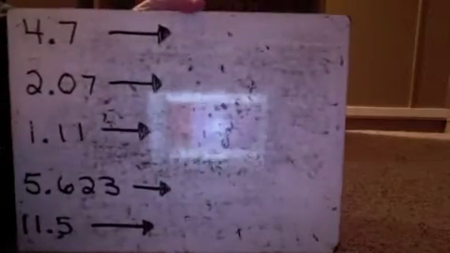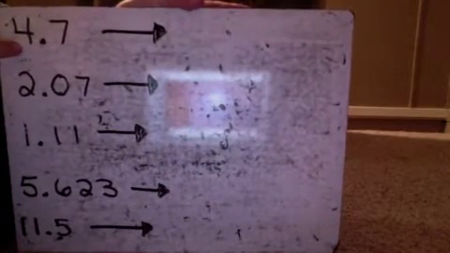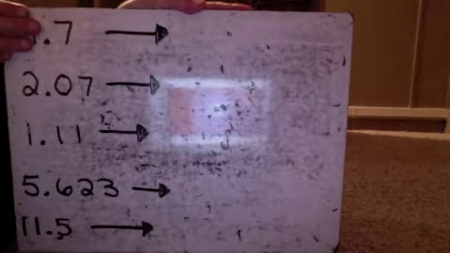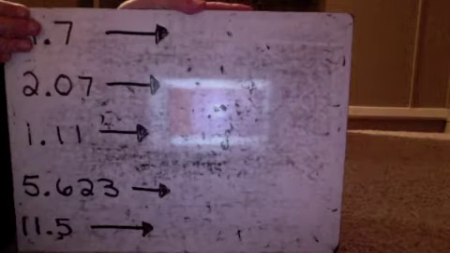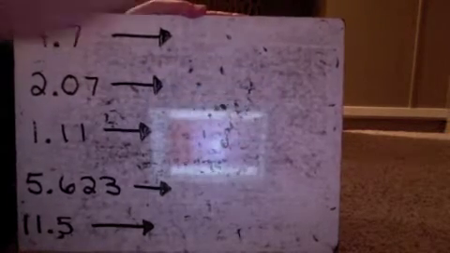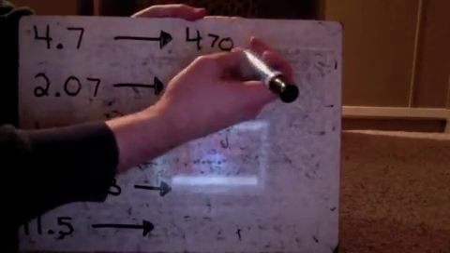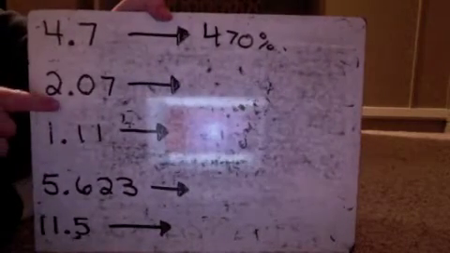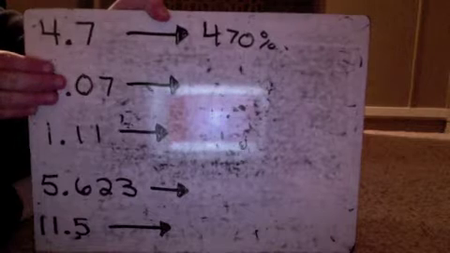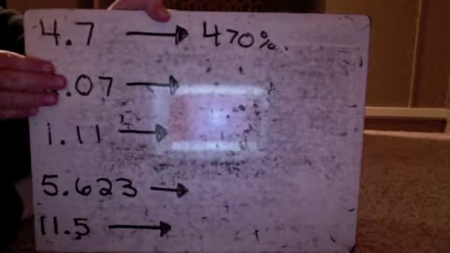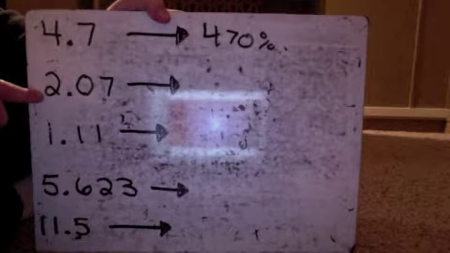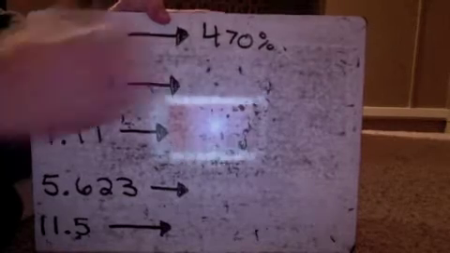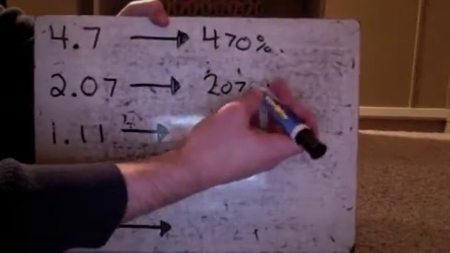So for instance, if we have 4.7, normally if I covered this up, that would be the one you would be used to, and 0.7 would be 70%. Now that we have a 4 in front of it, that's going to stand for 470%. Looking at the next one, 2.07. If I covered the 2 up, that would be an easy one. That would just be 7%. But since I've got a whole number out in front of it, and that whole number would represent the hundreds place in a percent, this is going to be 207%.